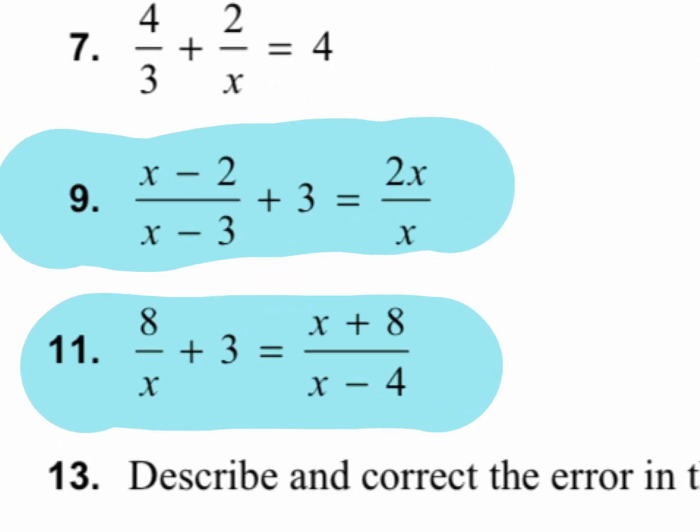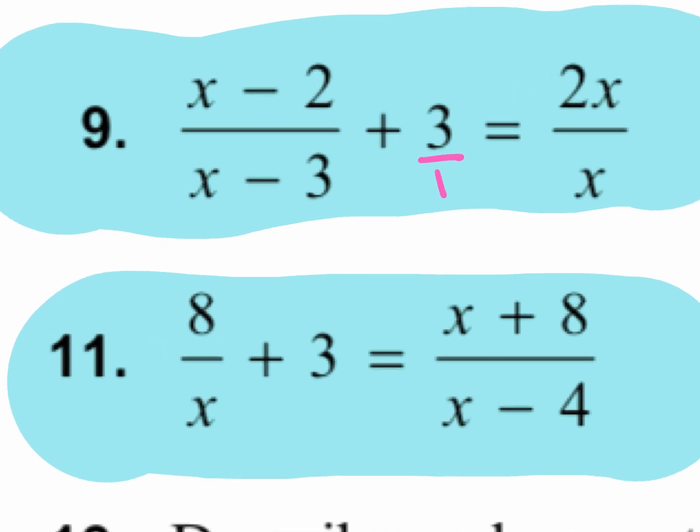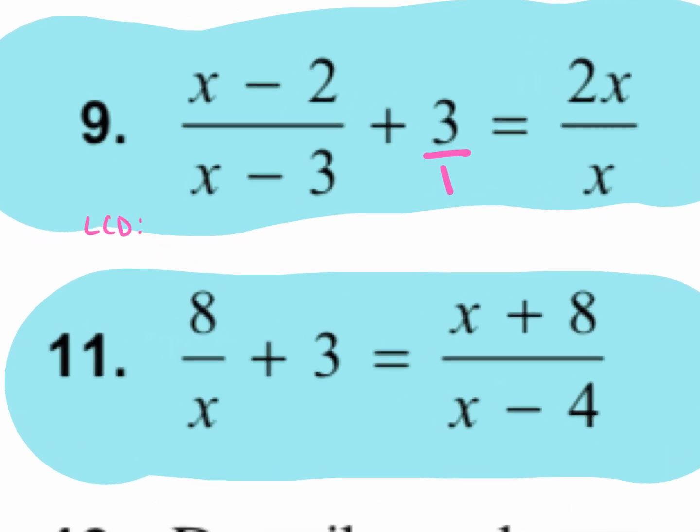So for number 9, we have a fraction and a whole number on one side and a fraction on the other. So we can't just cross multiply. We're going to put 3 over 1 just so we can give it a denominator. But let's find our least common denominator first. So our first denominator is x minus 3. We got to list that one. You don't have to include the 1 because 1 times x minus 3 is still just x minus 3. So you don't need to put it. But moving on to the third denominator, do I have an x on the list already? Nope, so we got to include x. So our least common denominator is x minus 3 times x. What would we do next?